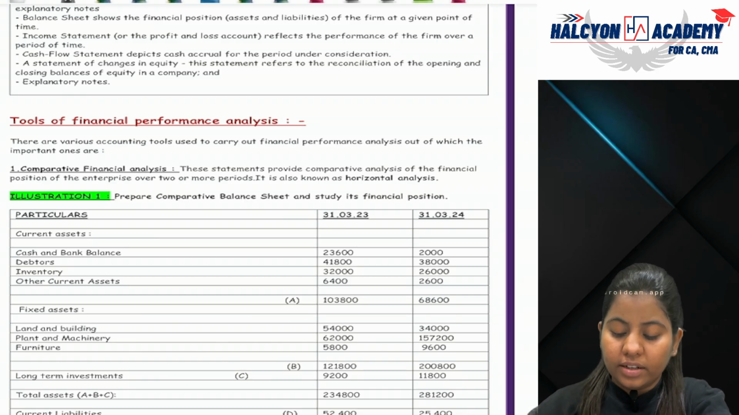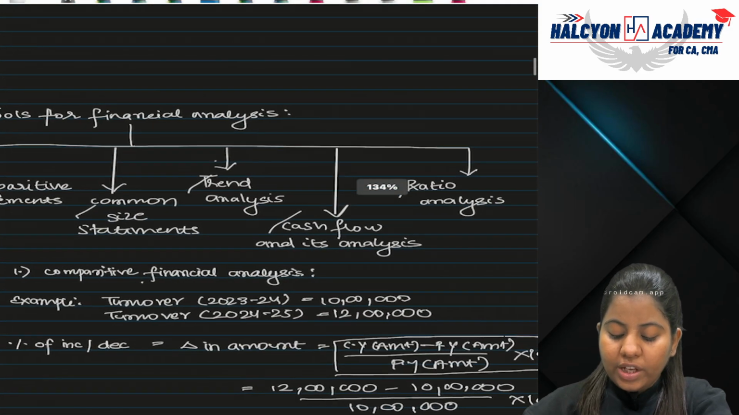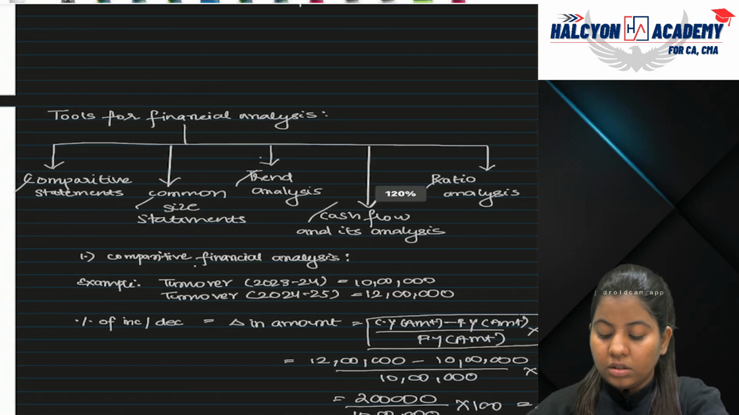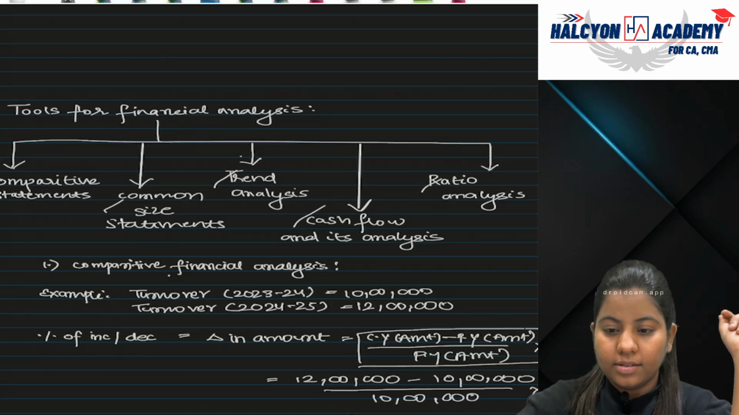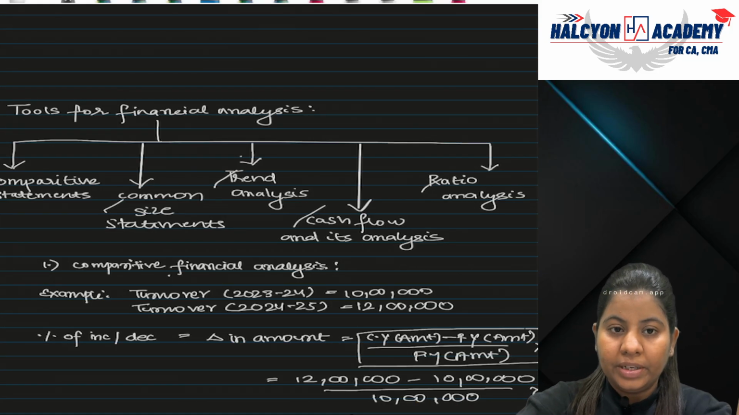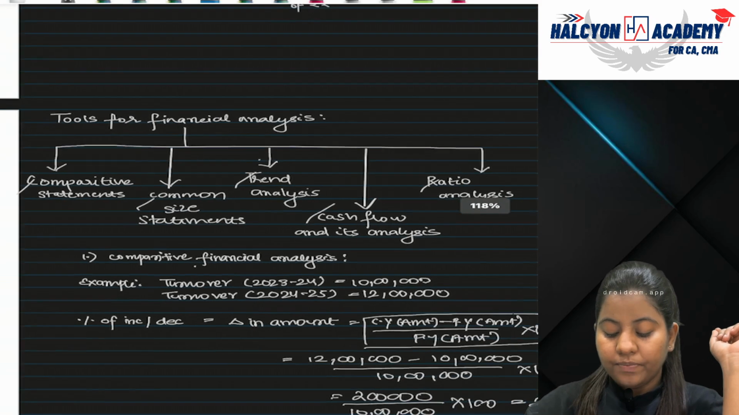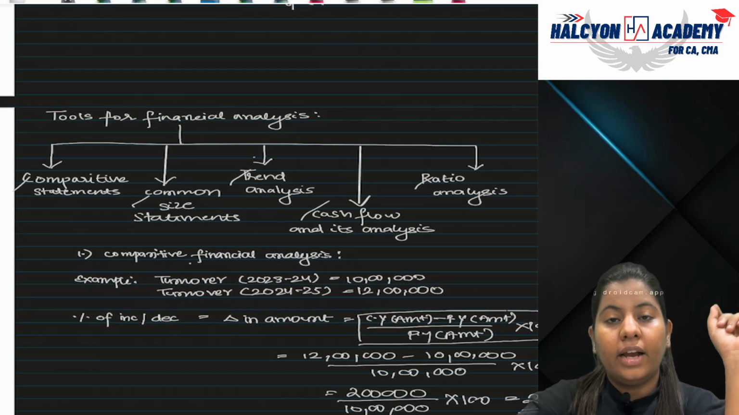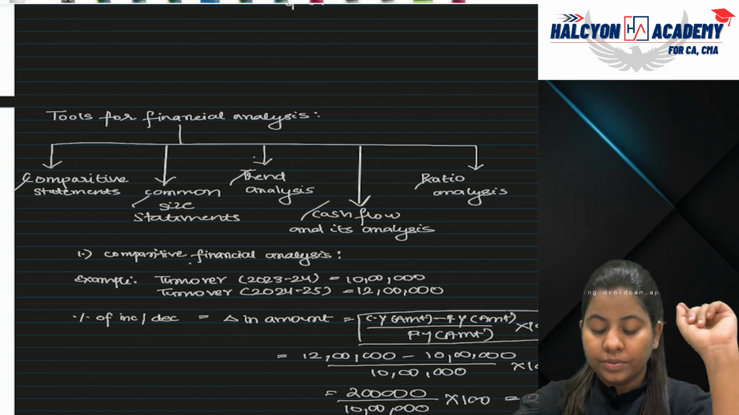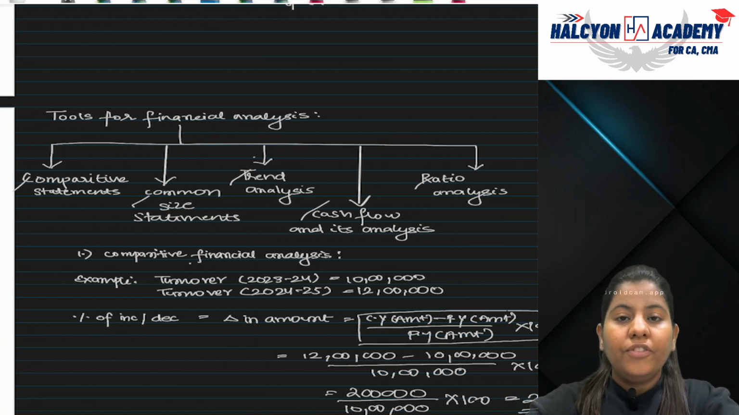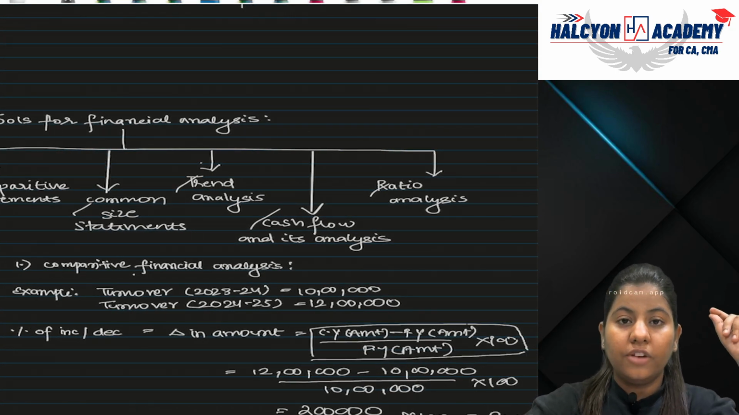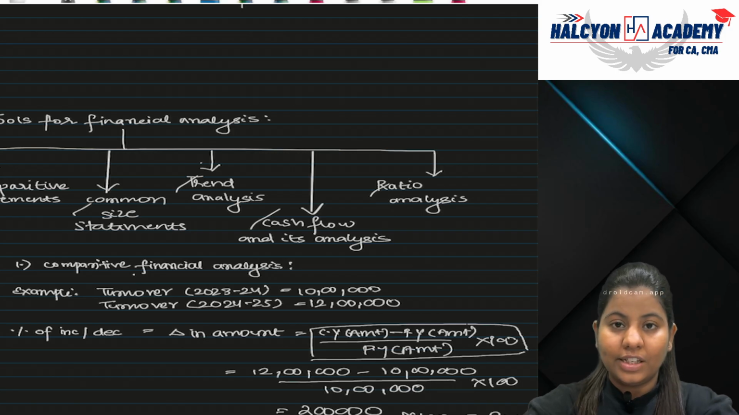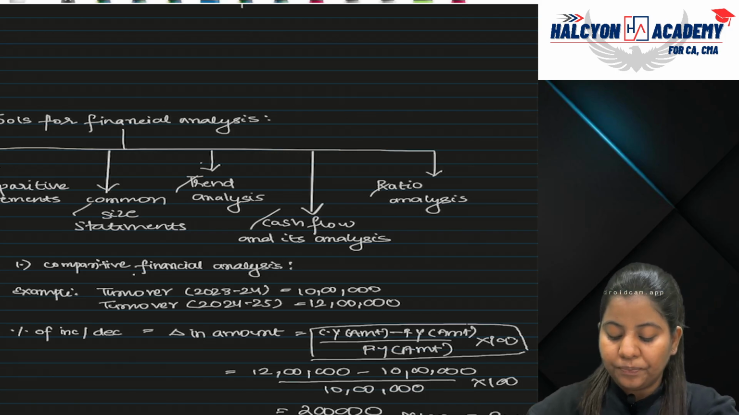So I told you that there are a total of 5 tools which we have to learn in our syllabus. The first one is comparative financial analysis, then common size statements, trend analysis, cash flow and its analysis, and at last ratio analysis, right? These tools are used to analyze the financial performance of any organization or company or an entity.